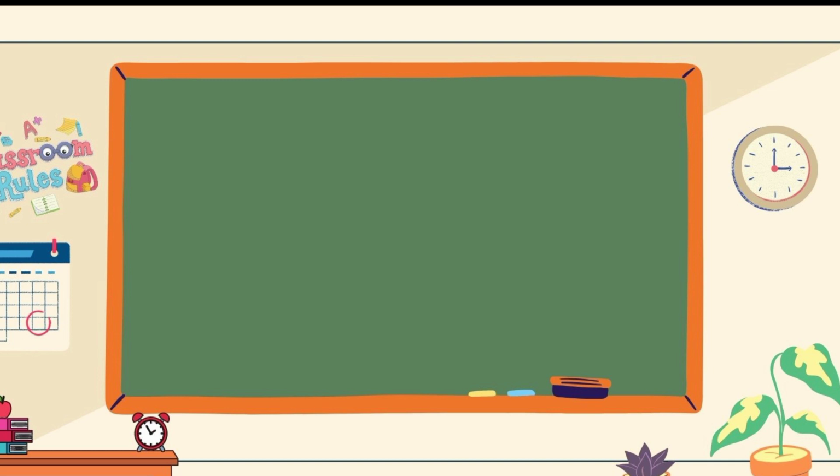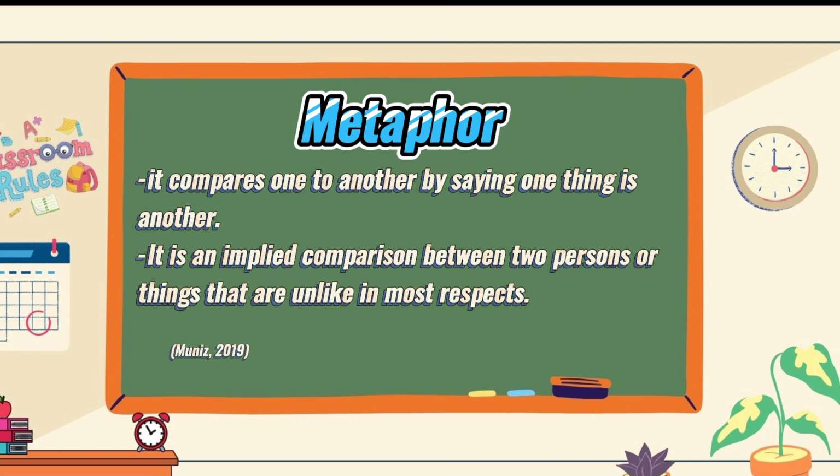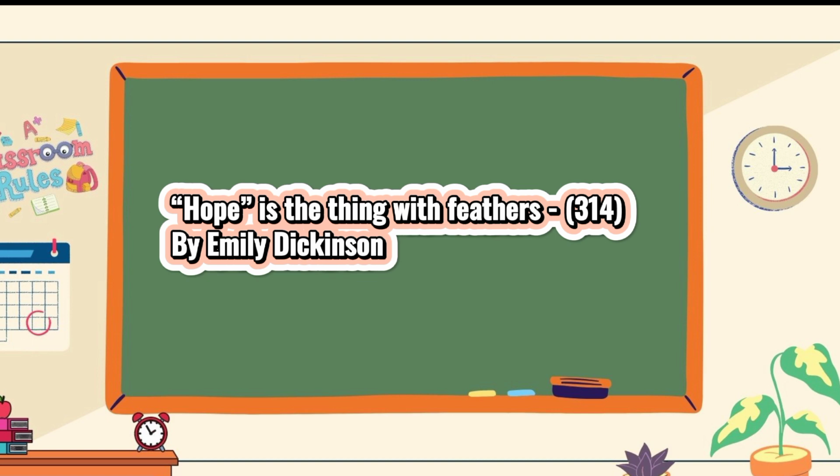Now, let's move to the second one, which is a metaphor. According to Moniz in 2019, a metaphor compares one to another by saying one thing is another. It's an implied comparison between two persons or things that are unlike in most respects. It does not use like or as. For example, let's have Emily Dickinson's poem entitled Hope is the Thing with Feathers.